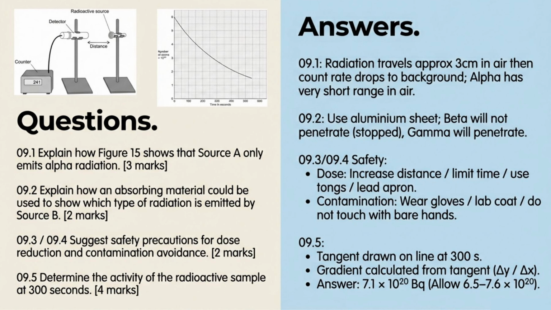9.2 asks how to test for absorbing material between beta and gamma. You use an aluminium sheet. The beta radiation will not penetrate. It gets stopped, while the gamma radiation will penetrate.